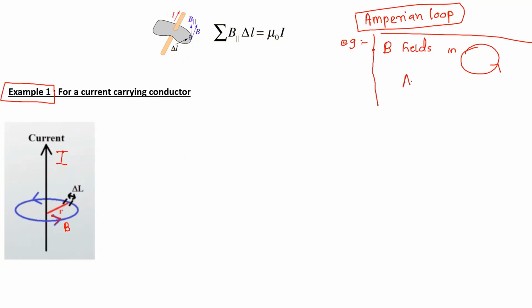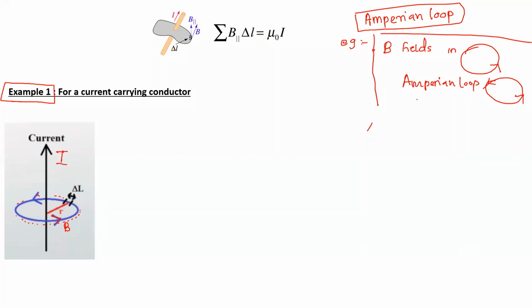Choose your Amperian loop the same as your B field, like use the same loop. For example, this one. So this is my B field, right? So what I'm going to do is choose my Amperian loop like this. It is an imaginary loop on top of this circle that I have drawn. Just like Gauss's rule, here also we try to choose easy ones.